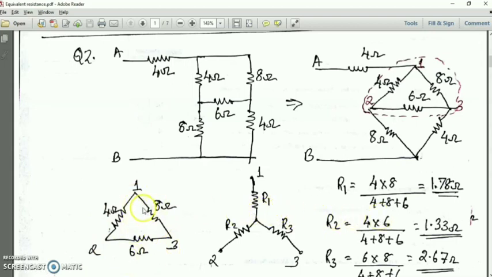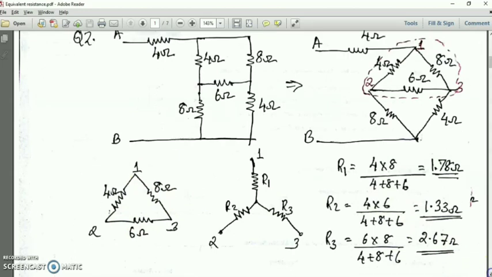To find R1, we should multiply 4 and 8 divided by sum of all the resistors. You can find the equations in a reference textbook, but this is the simplest method to keep in your mind. So R1 is 4 into 8 divided by 4 plus 8 plus 6. R2 is, what is R2? This resistance is R2, that is 4 into 6 divided by 4 plus 8 plus 6, that is 1.33. Similarly, R3 is this particular resistance, so that is 8 into 6 divided by 4 plus 8 plus 6.